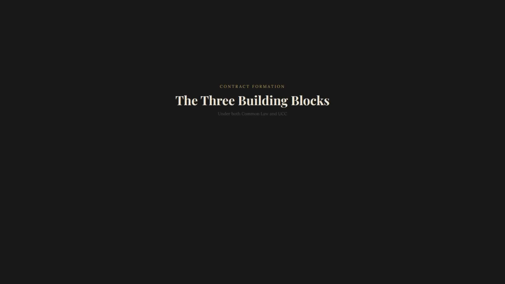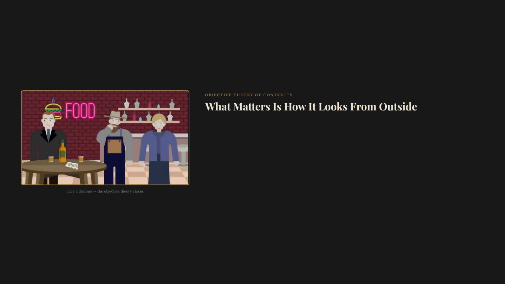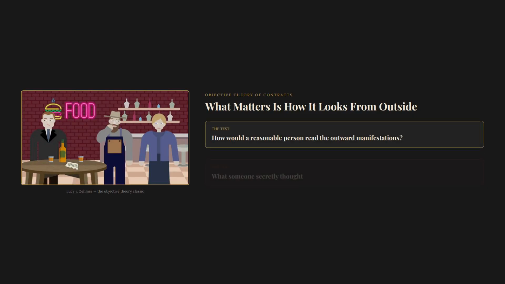Now let's get into formation. Under both common law and the UCC, forming a contract requires a valid offer, a valid acceptance, and consideration. California Civil Code, Section 1550, breaks this into 4 elements: parties capable of contracting, their consent, a lawful object, and sufficient cause or consideration.